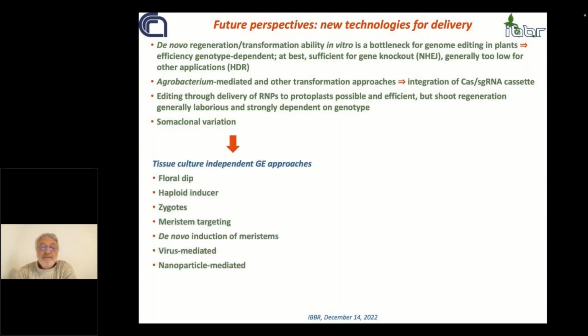So in several labs in the world, there is a strong interest in developing tissue culture independent genome editing approaches. One that works quite well is floral dip, but unfortunately it works well just in Arabidopsis and a few related species. Other methods are being developed in other species, such as inducing editing in haploid inducers, in zygotes in vitro, or trying to target meristem or induce de novo induction in vivo in meristem, or using viruses, and also nanoparticles.